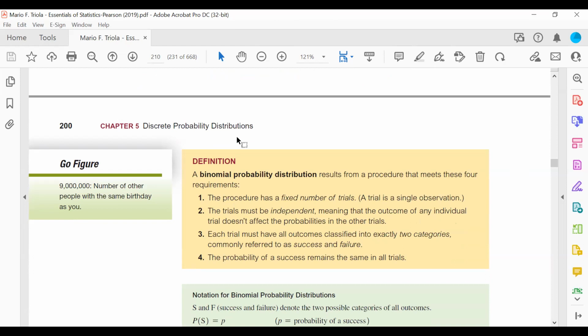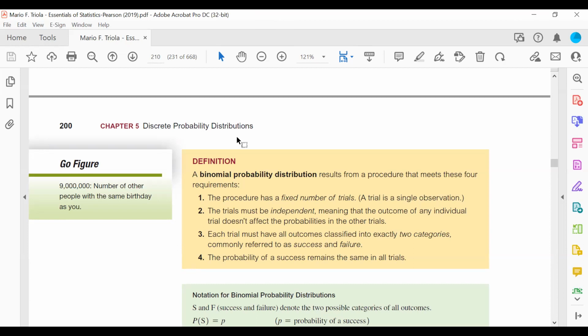Number three, each trial must have all outcomes classified into exactly two categories, just like we mentioned: pass, fail, good, bad, on, off, heads, tails, boy, girl. It has to result in two categories. Now, in this section, the two categories you're going to be using a lot, and use in the real world, are success and failure. The fourth one is that the probability of success has to remain the same in all the trials.